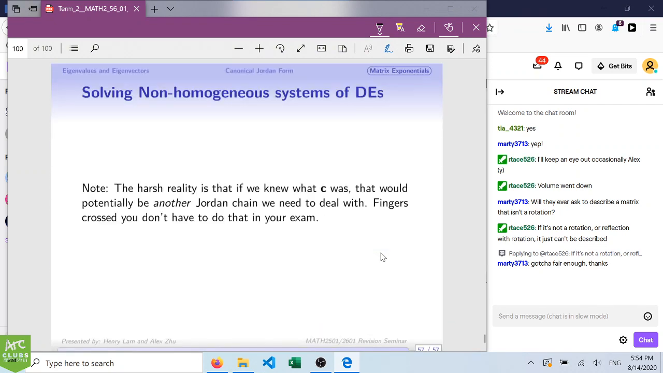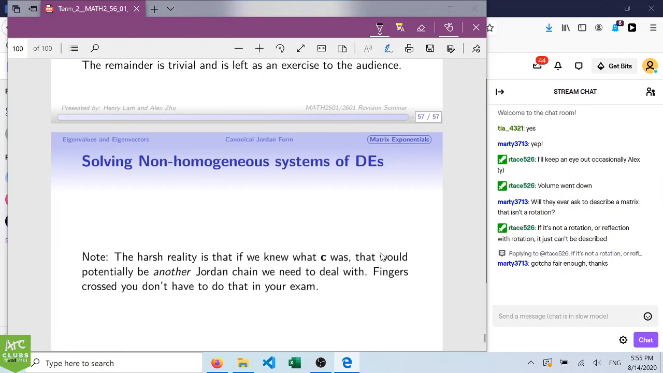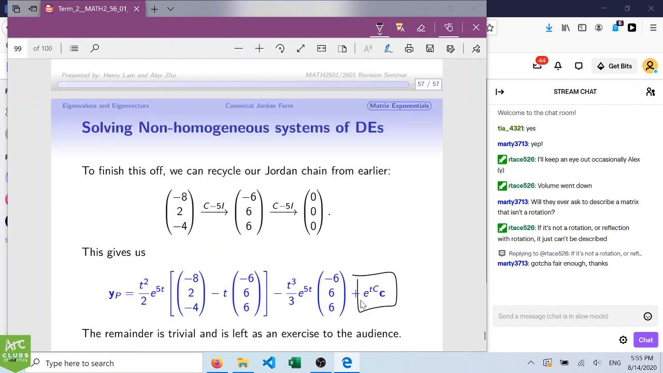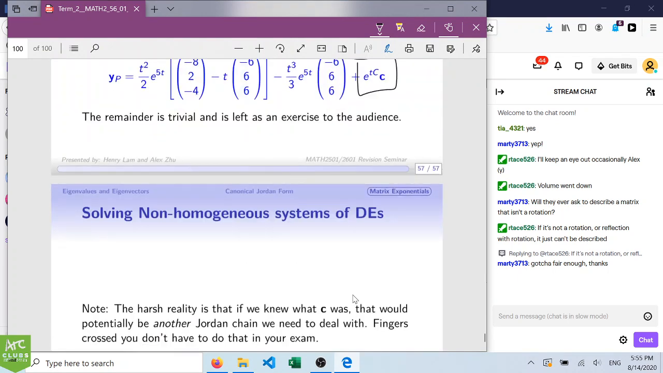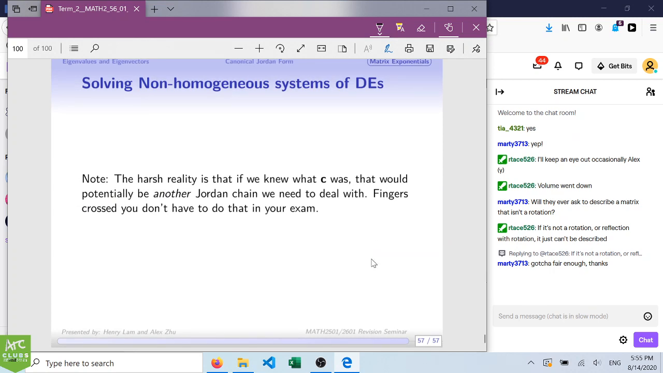The summary is we don't really know what c is, but if they give us another initial condition for y, it could require a separate Jordan chain that we can redo and reapply. Let's just hope that this is not going to be the case, so we don't need to solve for this c. But if you do have to solve for c, you just equate both sides and solve for the initial condition. And that's pretty much it.